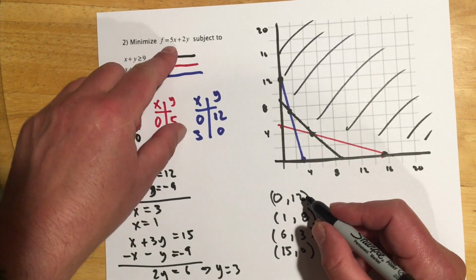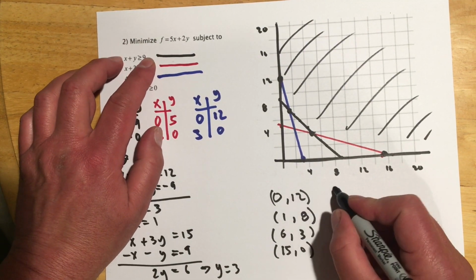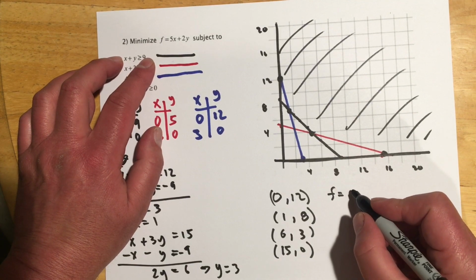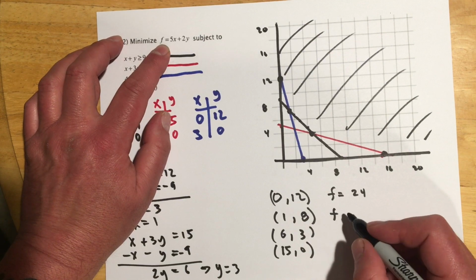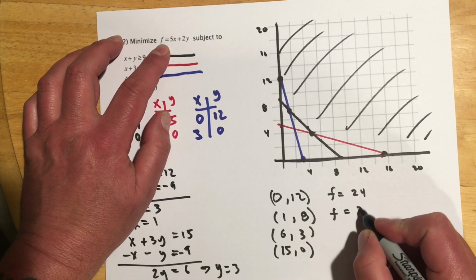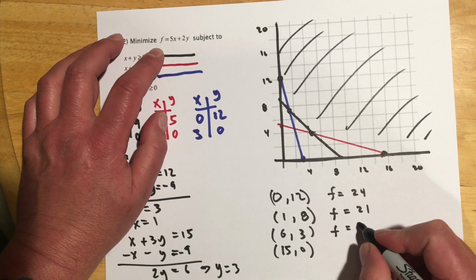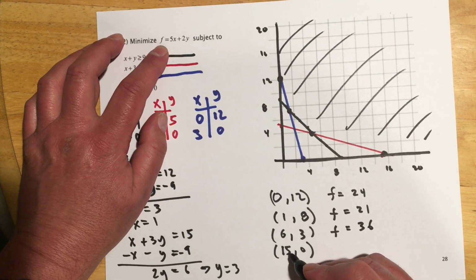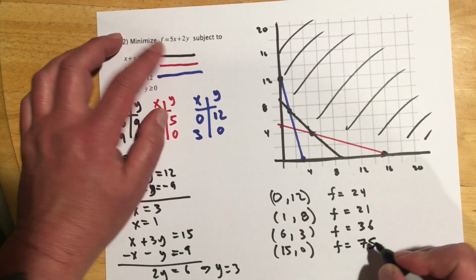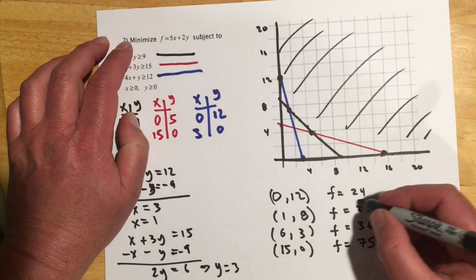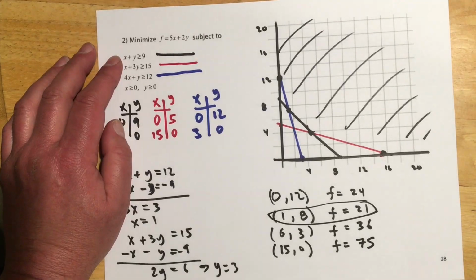And so then we just put these into F and then figure out which one comes out the smallest. So for this one, F would be 24. For 1, 8, F would be 21. And then for 6, 3, F is 36. And then for 15, 0, F is 75. And this one we wanted to minimize, so that minimum's right there at 1, 8 with a value of 21.